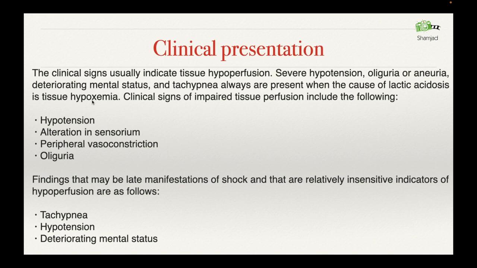How about the clinical presentation? The clinical signs usually indicate tissue hypoperfusion: severe hypotension, oliguria, anuria, deterioration of mental status, and tachypnea are always present when the cause of lactic acidosis is tissue hypoxemia. The clinical signs of impaired tissue perfusion include hypotension, alteration in sensorium, peripheral vasoconstriction, and oliguria. Findings that may be a late manifestation of shock and that are relatively insensitive indicators of hypoperfusion are tachypnea, hypotension, and deterioration of mental status.